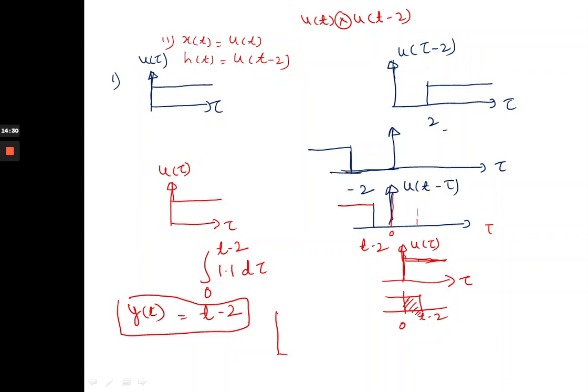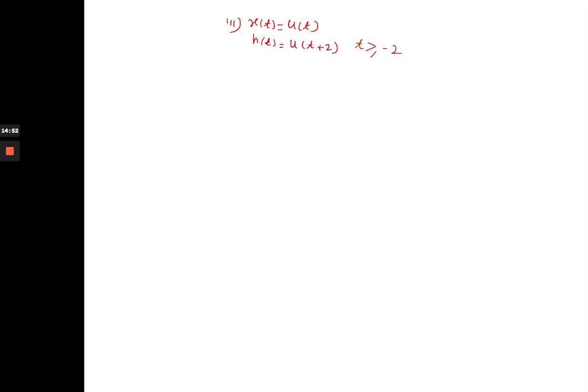And this will start when t equals 0, this is minus 2, and when t equals 2, this is 0, and this will start from this. This is t, and this will be y of t. Similarly, you can find the convolution of this unit step signal and the unit step signal.